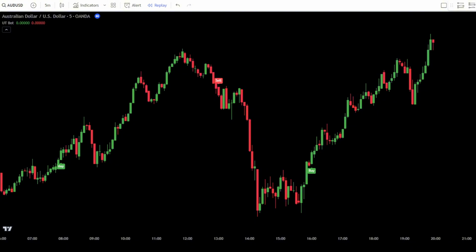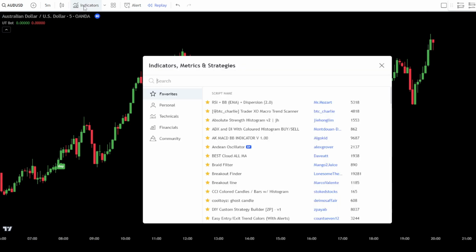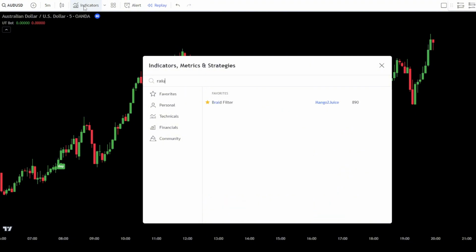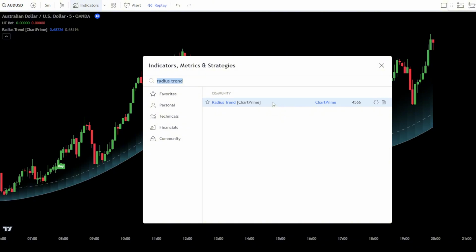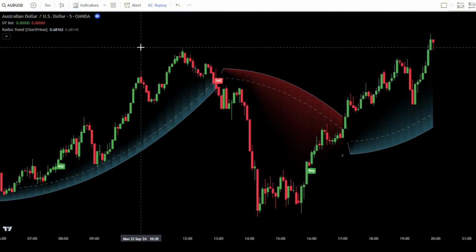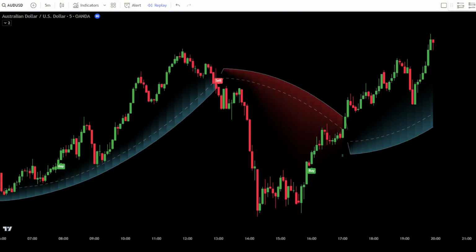However, before you can place an entry, it's a good idea to add one more indicator that will be used as a trend guide in the market. Go to the Indicators Search tab and type in Radius Trend. Then, simply select the Radius Trend indicator by Chart Prime. This Radius Trend indicator will be used as a trend guide in the market.